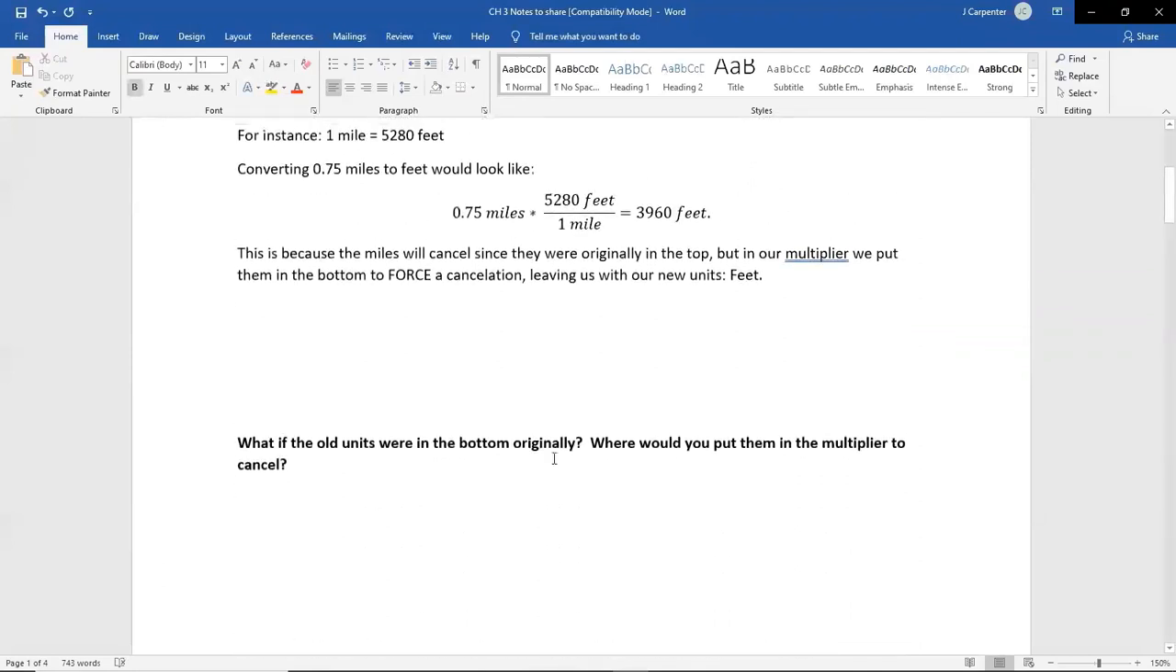So what exactly do we do if the old units were originally in the bottom? What if we're dealing with one of these rates? Maybe we start out with something in miles per hour and we want to convert it to miles per minute. Why would we ever want to do something like that? Why would we want to convert miles per hour to miles per minute?